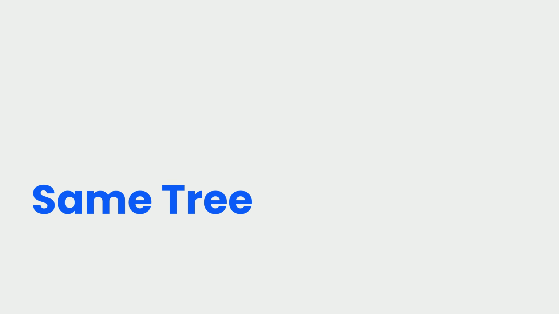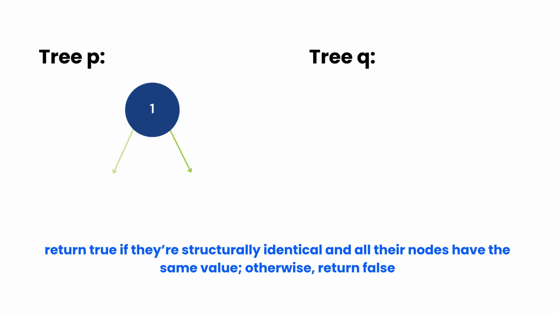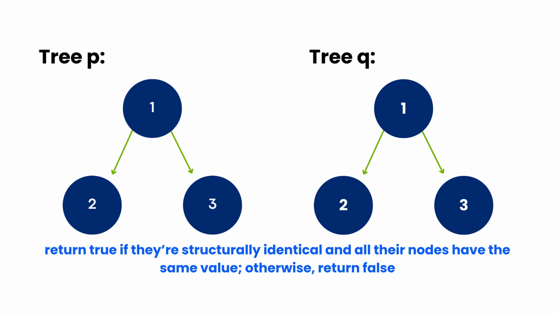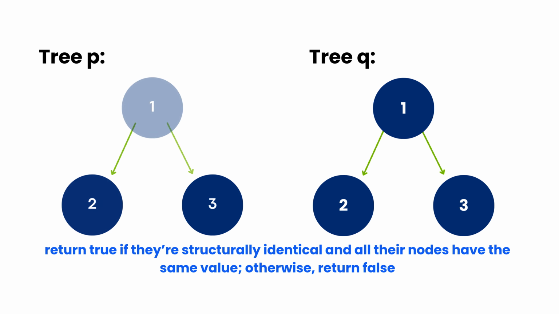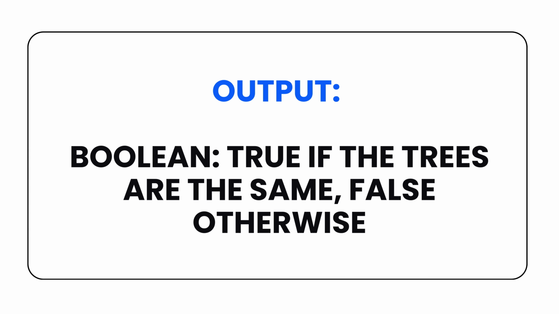Let's master Same Tree using the basic approach: breaking down the problem, analyzing, structuring a solution, and checking all edge cases. Let's break it down. Given the roots of two binary trees, return true if they're structurally identical and all their nodes have the same value. Otherwise, return false. Input: two binary tree root nodes, P and Q. Output: Boolean, true if the trees are the same, false otherwise.